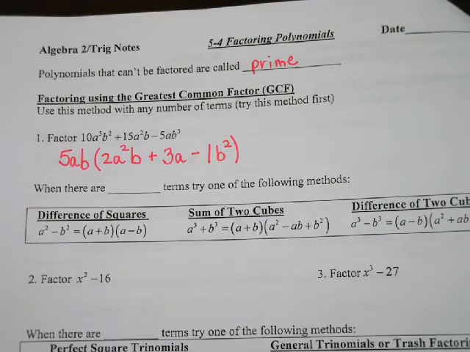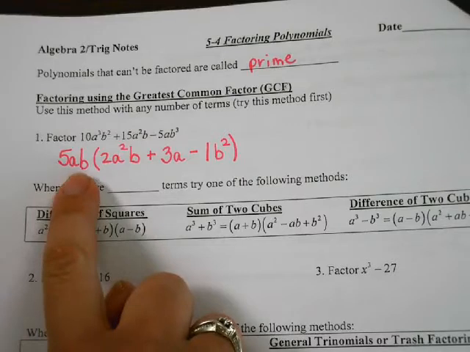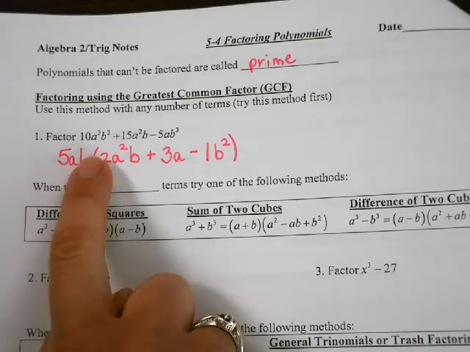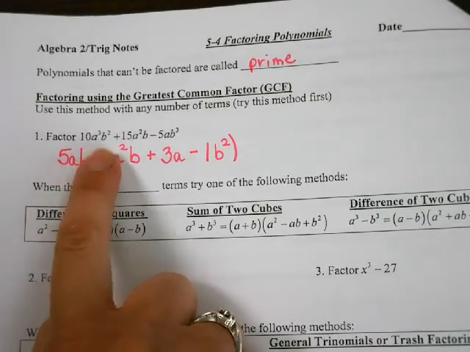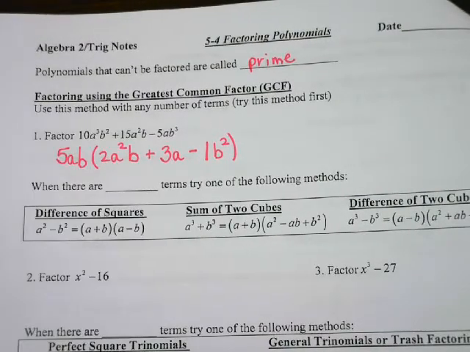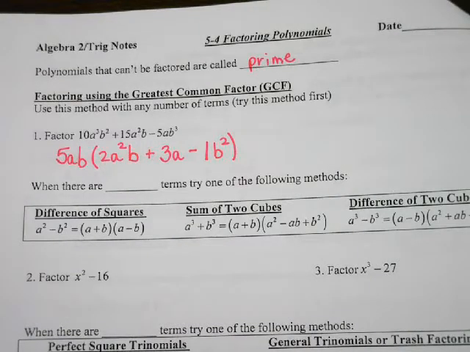Now, how could you check to make sure you did it right? We could just multiply it back out, right? Distribute like we just did on our homework last week. I could multiply it back out and see that I get to 10a cubed b squared plus 15a squared b minus 5ab cubed. Okay?